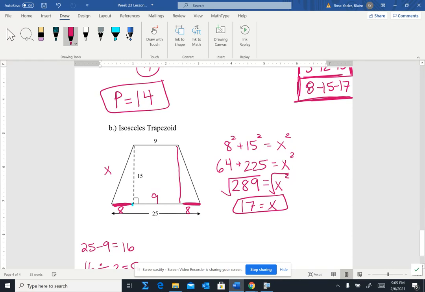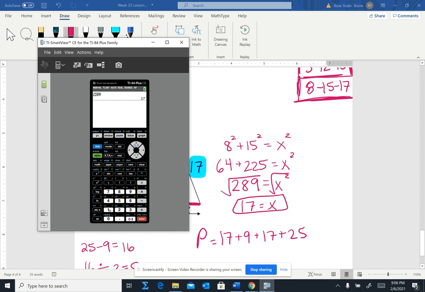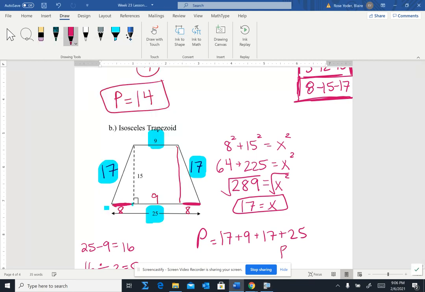All right, final answer is what's the perimeter? Perimeter, you only want to add up the sides on the outside. Like, don't add this height in there. I just want the 17, the 9, the 17, and then this whole segment, which remember was 25, or I could add up all the little pieces. So the perimeter was 17, 9, 17, and 25. Let's see what that equals all together. 17 plus 9 plus 17 plus 25 for a total perimeter of 68.